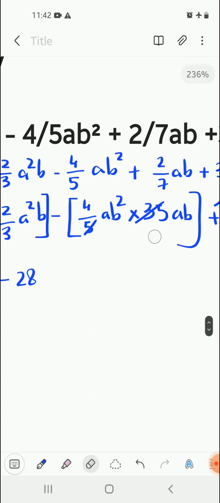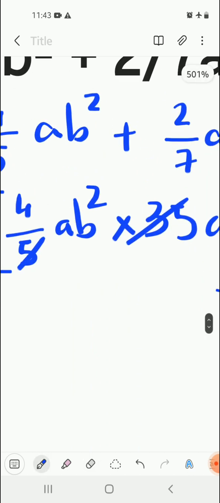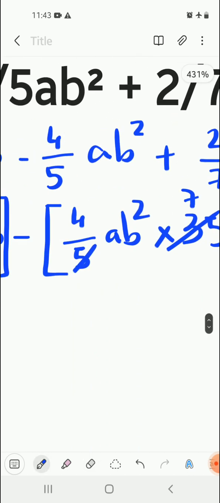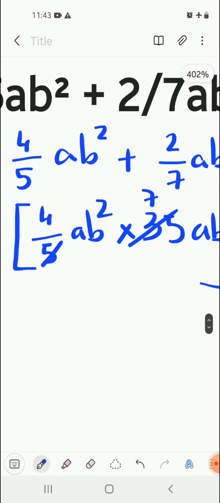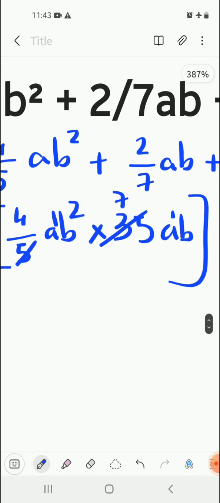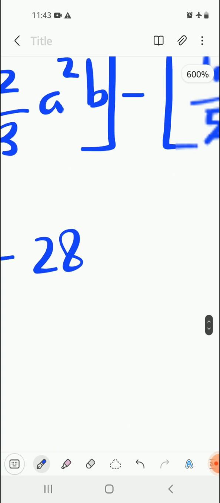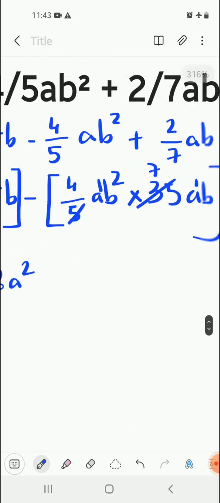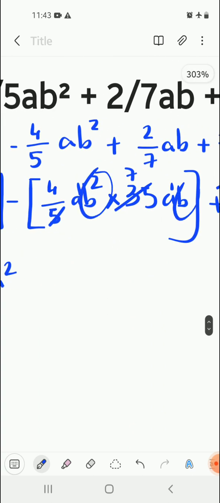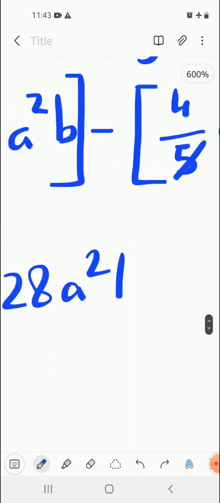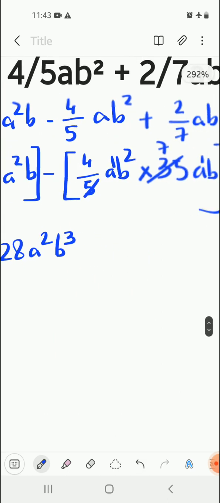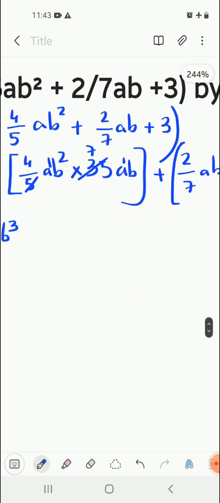Again, this 7 is basically because we've cancelled out this 35, so that is why 7 is here on the numerator only. A is to the power 1, this is a to the power 1, so a square. Again, b to the power 2 and only b, it means b to the power 3, that is b cube. Again, moving on to the next one, plus.